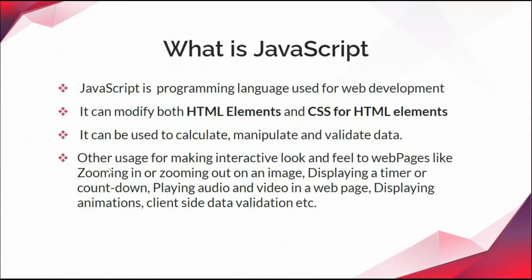Now let's start with JavaScript. What is JavaScript? JavaScript is a programming language used for web development. It can modify both HTML elements and CSS for HTML elements. It can be used to calculate, manipulate, and validate the data.